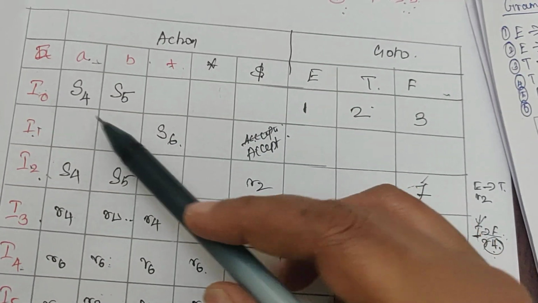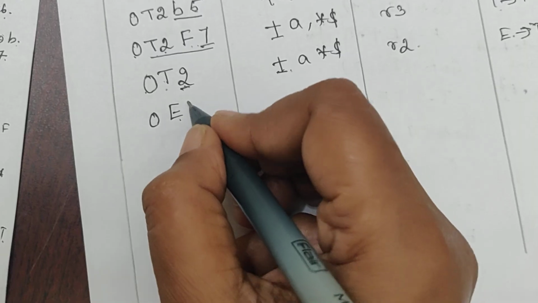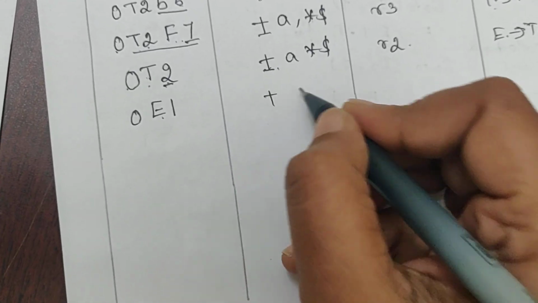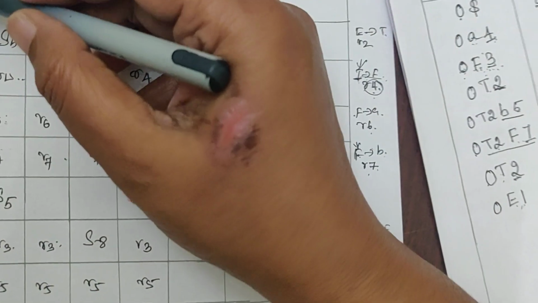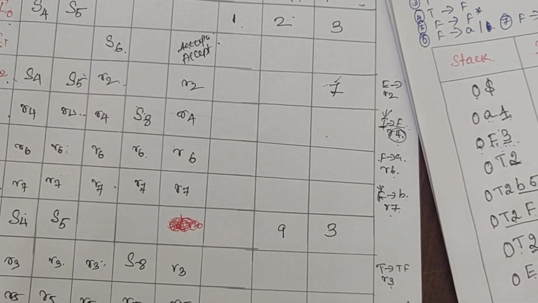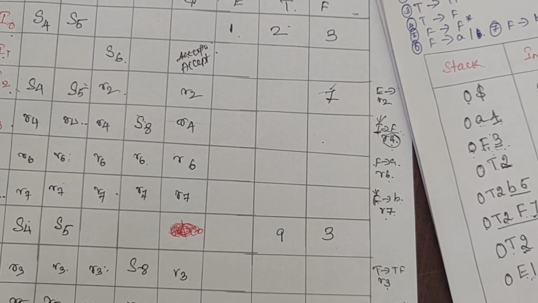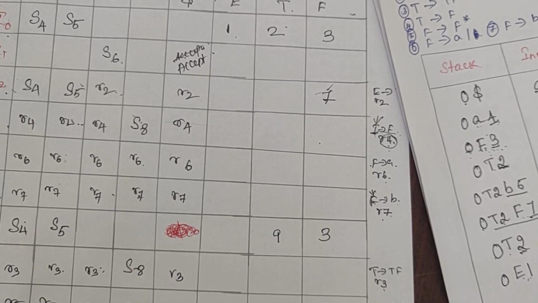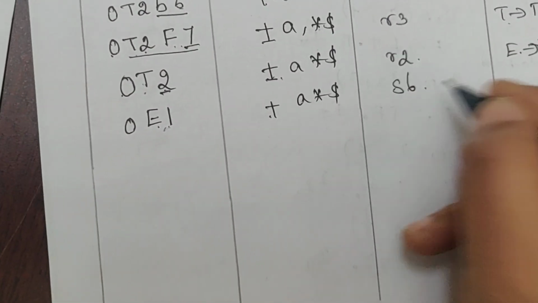Now you look into this table. 0 on E is 1. So make it as 1 here. 1 plus A star and dollar. 1 on plus. Sorry, 1 on plus is S6. So it is S6 here.